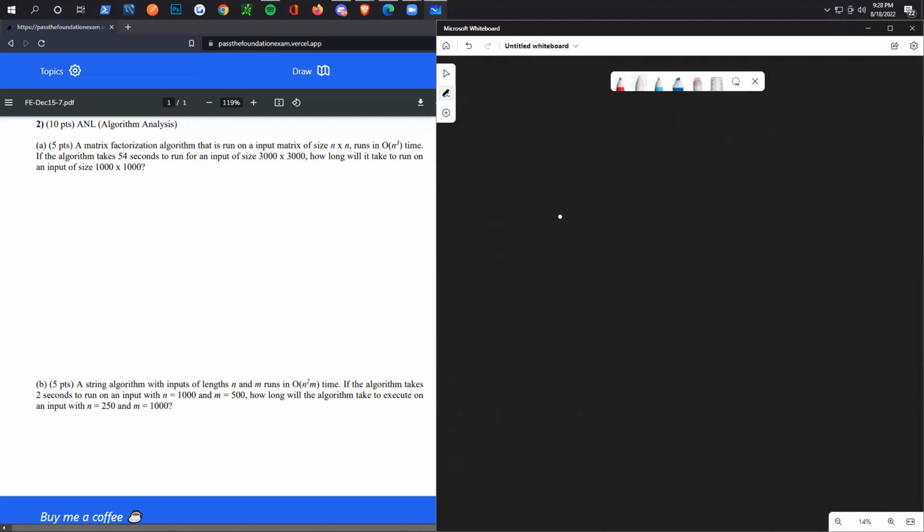So matrix factorization algorithm runs on an input matrix of n squared, or n times n, runs in n to the 3 if the algorithm takes 54 seconds. Okay, so these type of questions, I was told they're not going to be on the foundation exam anymore, like these n times n matrix ones, because there was an issue with students not really understanding, because this wasn't really taught in teachers' classes. This is one of those things that they ended up removing.